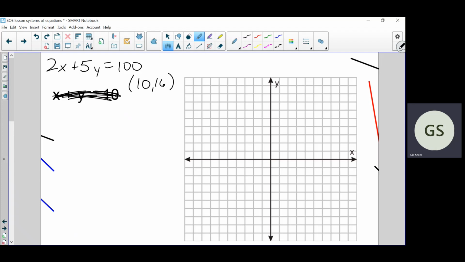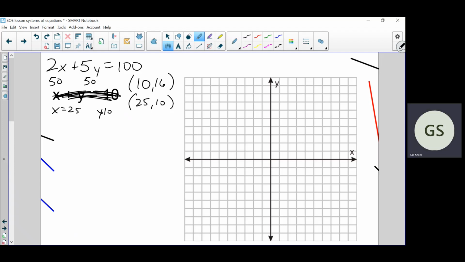Taylor? What about 25 times 2? Pretty easy number probably to work with, right? Because if I make x 25, that now becomes 50. 25 times 2 is 50. What's that got to be? It has to be 50. So what times 5 is 50? That's a pretty easy one, right? So y had to be 10. So there's another one: 25 comma 10 will work.